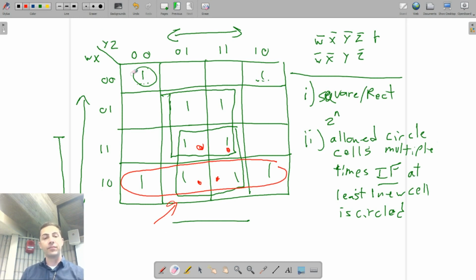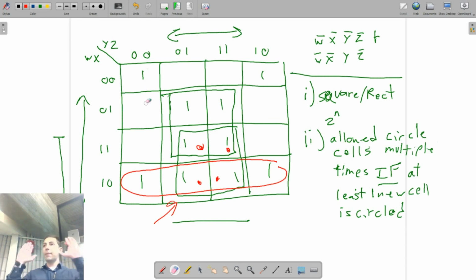Now, we'll get to that. We'll get to a way to avoid accidentally circling implicants that are irrelevant. But let's look at one more thing. We still have a few more things to circle. Technically, circling this 1 is not that great. There are better ways to circle that.